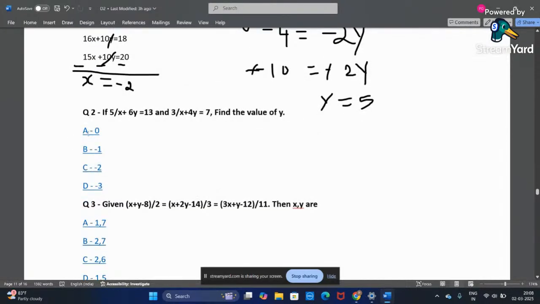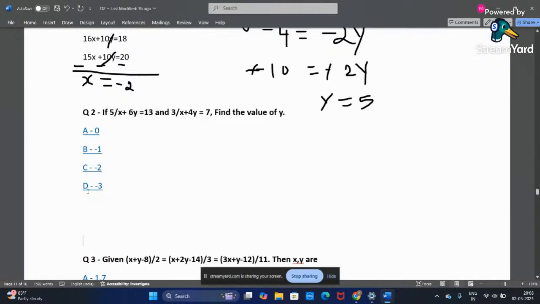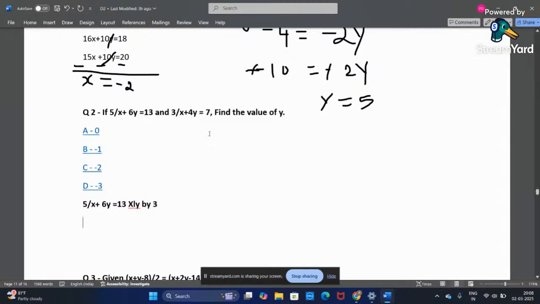Same way, we have to solve the second one. For this equation, we have to multiply by 3, and for this equation, we have to multiply by how much? Because we need a common coefficient to cancel. You have to multiply by 5.